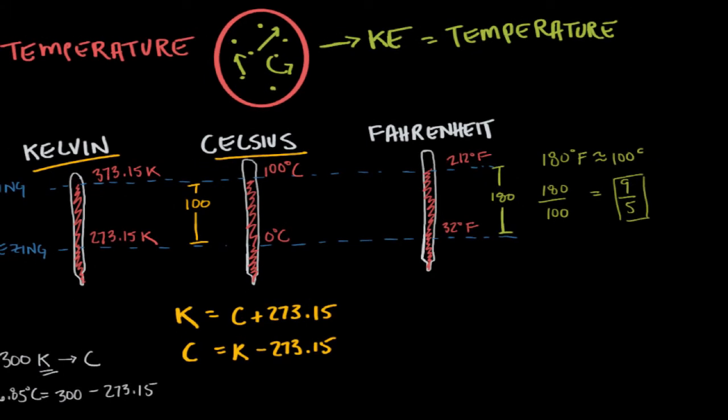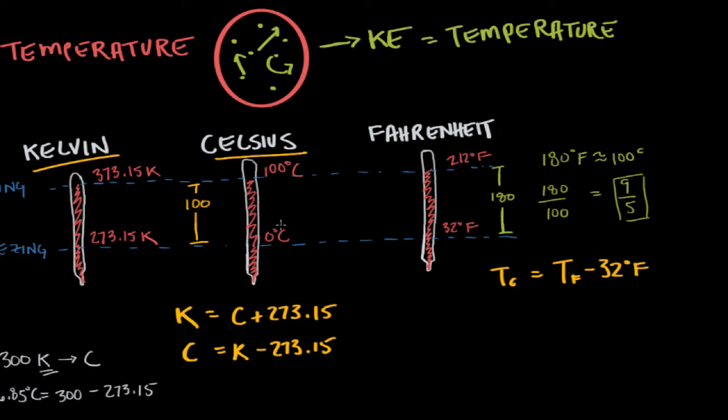Now we need to think about the two different 0 points. Because 32 degrees Fahrenheit is equal to 0 degrees Celsius, we can find the Celsius temperature if we take the temperature in Fahrenheit and we subtract 32 degrees from it. And this makes sense because 32 degrees Fahrenheit minus 32 degrees Fahrenheit would give us 0 degrees Celsius.